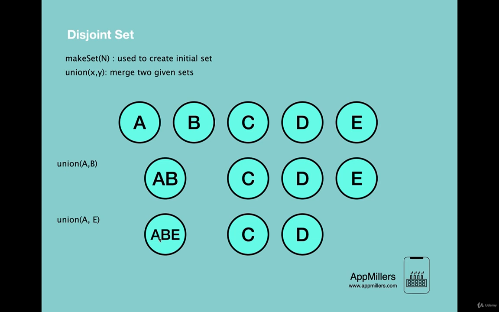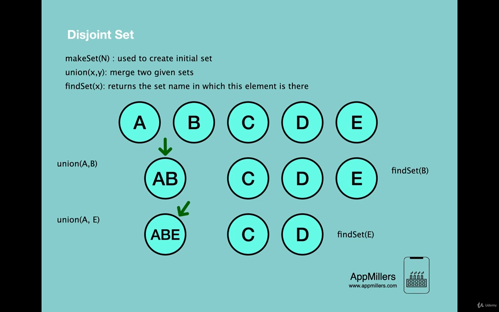Now the last operation that we can perform on a disjoint set is the find set operation. This operation returns the name of the set in which this element is. So here, for example, if you find B, in this set it's going to return AB because B is located in the AB set. Now here, if you want to find E, in this case it will return this set over here. So this is the set that is returned.